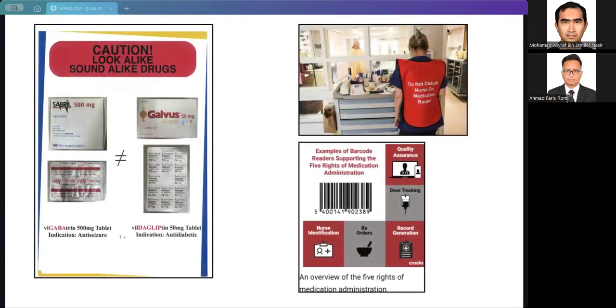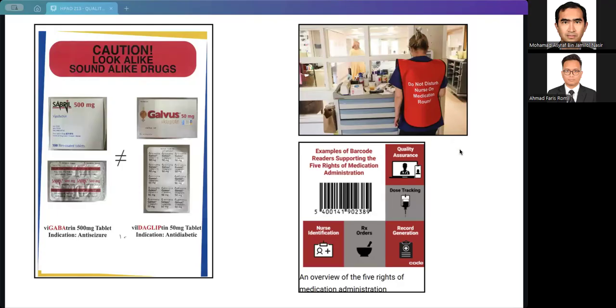These are some of the images that show how the process of improvement in regards to medication works. This shows a sample of the tall man lettering, which is distributed via email on monthly bulletins. For example, Vigabatrin and Vildagliptin, where the tall man lettering is on the GABA and the Dagliptin.